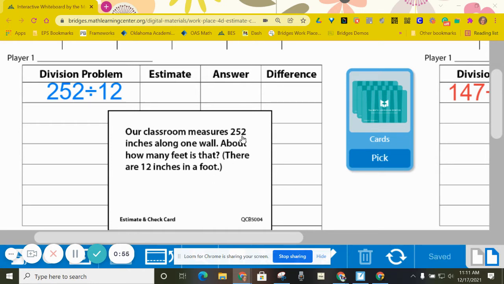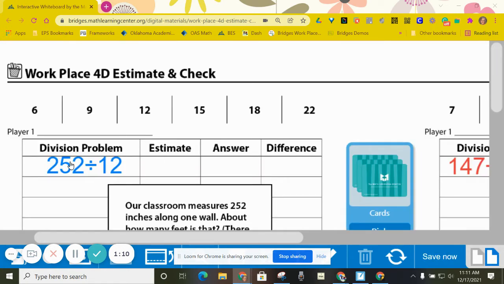So I'm going to say that I'm going to divide 252 and 12. I know that feet are bigger than inches, so it won't take as many of them. And so I'm going to divide to find that answer. So I record my problem here. And then I have to pick an estimate from the 6 options that are above where I've written my name.